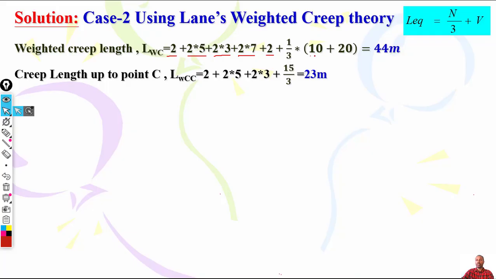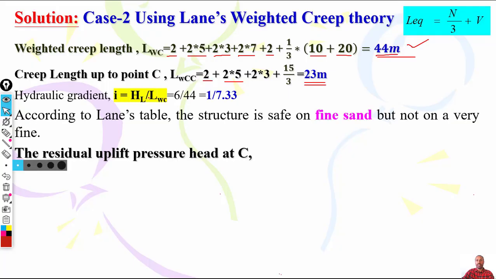These are just sum of horizontal contacts. Then you get 44 meter. This is the total weighted creep length. But creep length up to point C will be 2 thickness of floor, 2 times 5 depth of cutoff, plus 2 times 3, this is again depth of cutoff, plus 15 over 3 up to C. You have 23. Then hydraulic total head loss divided by the length of the creep up to C. Then you have 1.733. According to Lane's table, the structure is safe on fine sand, but not on very fine.